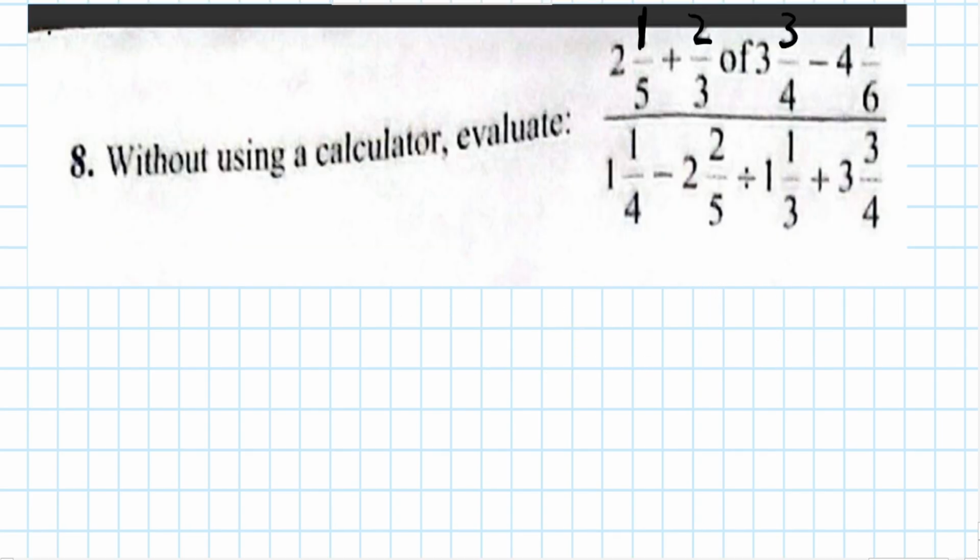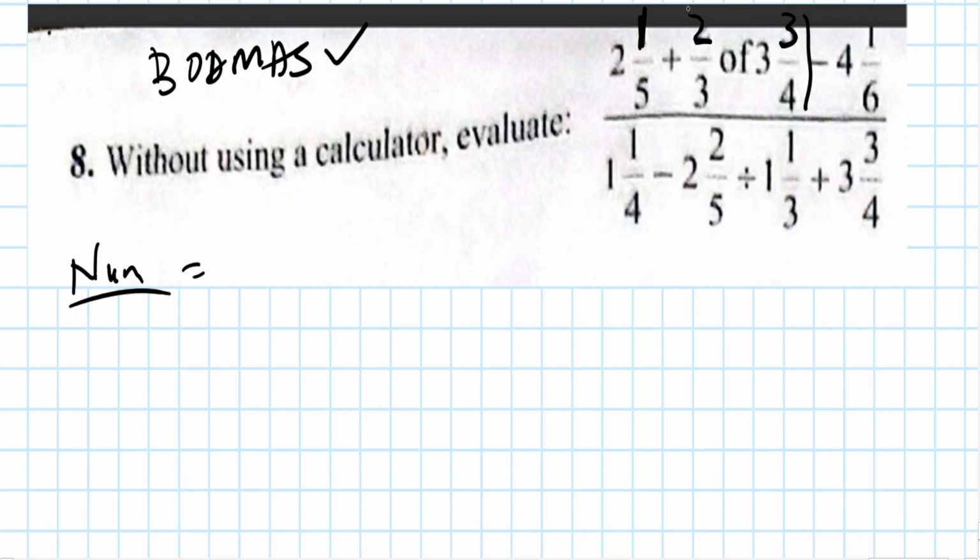Okay, without using a calculator, evaluate this: 2 1 over 5 plus 2 over 3 of 3 3 over 4 minus 4 1 over 6, all over 1 1/4 minus 2 2 over 5 divided by 1 1 over 3 plus 3 3 over 4. Now obviously here let's set aside the numerator, and you know BODMAS will be used at the end of the day. So 2 1 over 5. We'll start with the one without a bracket, but first let's write improper fractions.